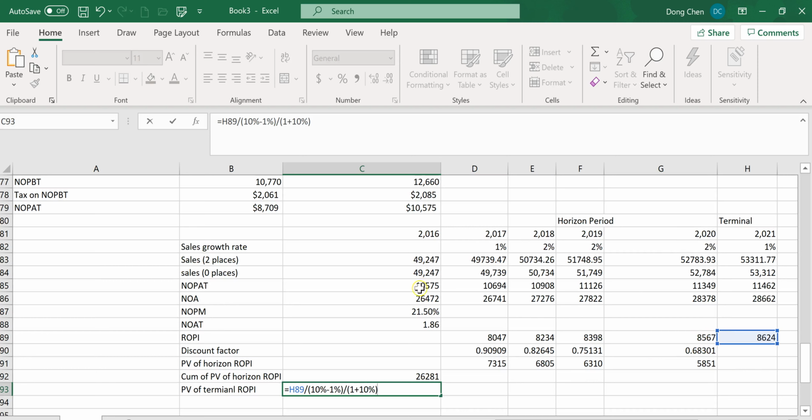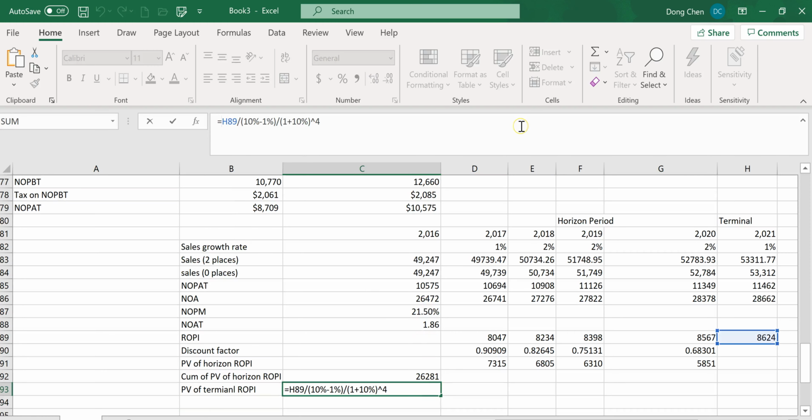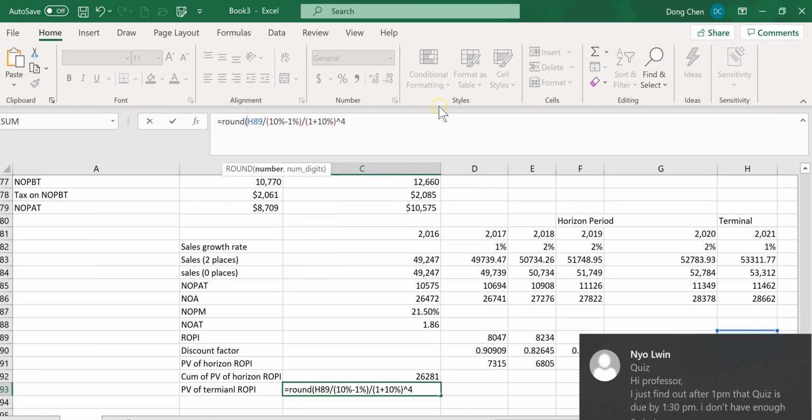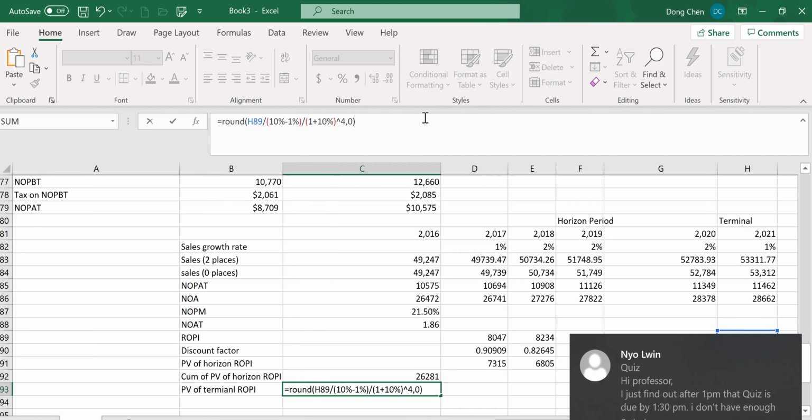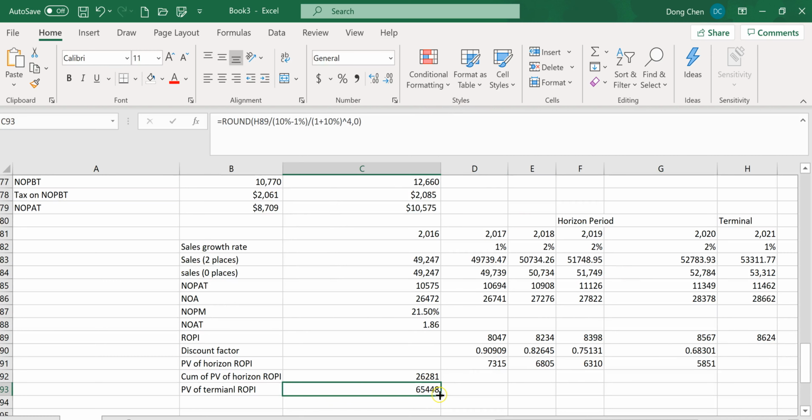2020 to 2016, 4 years back. So the power here is 4, to get the present value in terms of 2016. Then I also need to use the round function in Excel to get the desired decimal places. All right, and now I can just drag the cell.